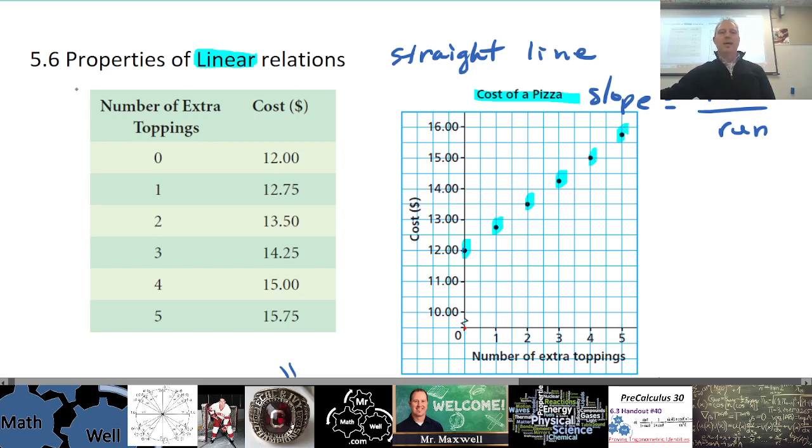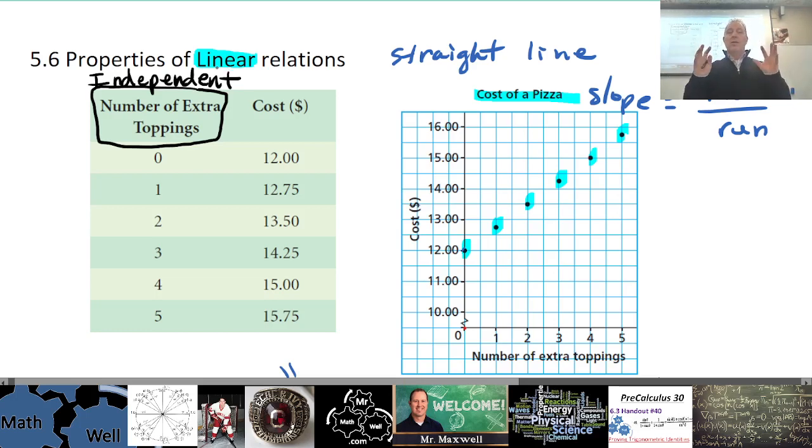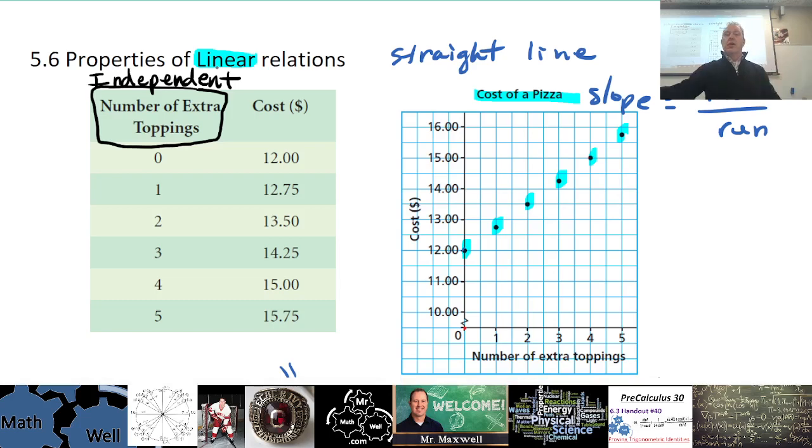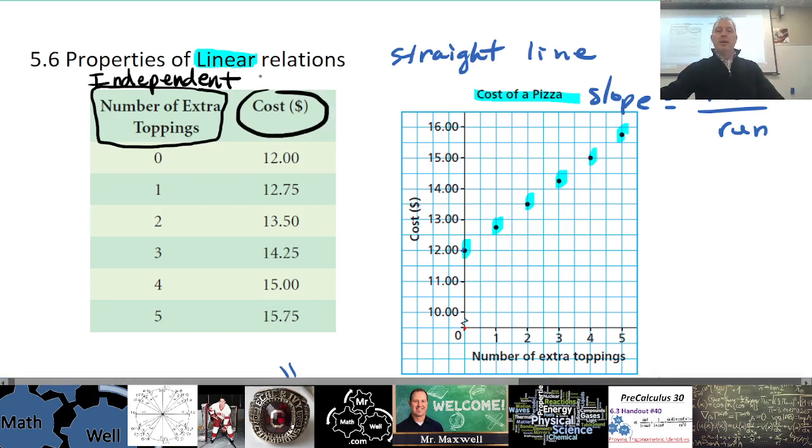Over here is the table of values. The number of extra toppings, okay, so we have 0, 1, 2, 3, 4, and 5. In a table of values, this would be the independent variable. I'll talk a little more about this and we'll label this a little later. It's independent because this is the one that you start with independently at the beginning. You start with this information, and then you can determine what the cost is. See, the cost is dependent upon the number of toppings, so that's why we call this the dependent variable.